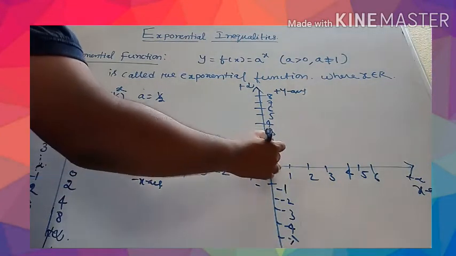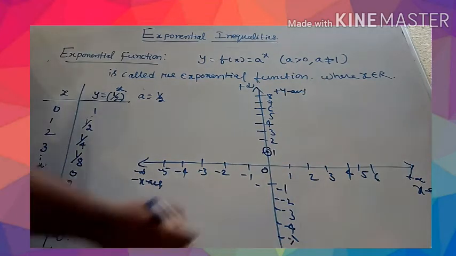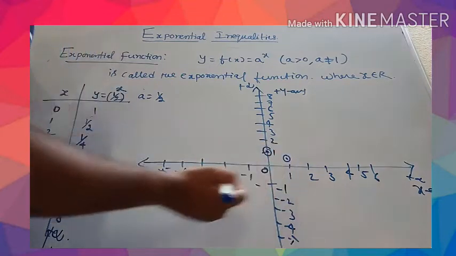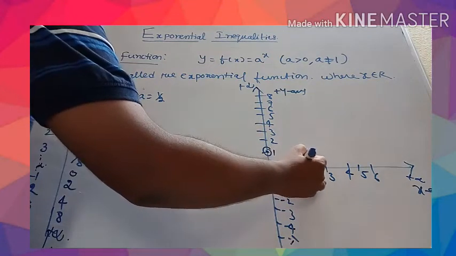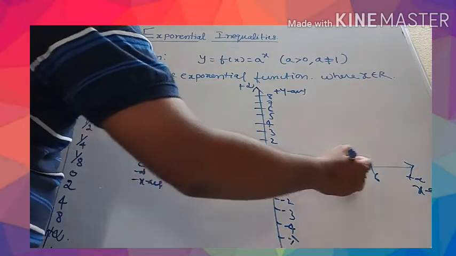0, 1, this is the point (0, 1) you have got. 1, 1 by 2 will be here like this, right? And 2, 1 by 4 will be much further down. And 3, 1 by 8 still like that, and it will be like this.